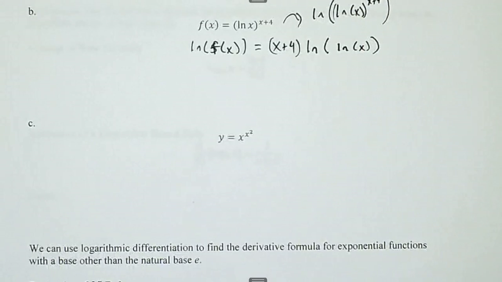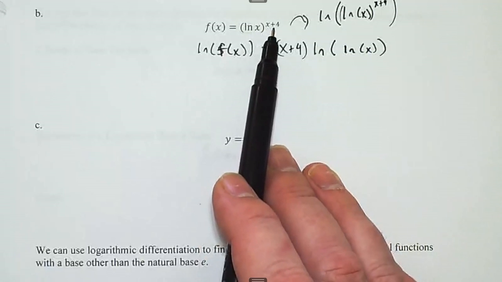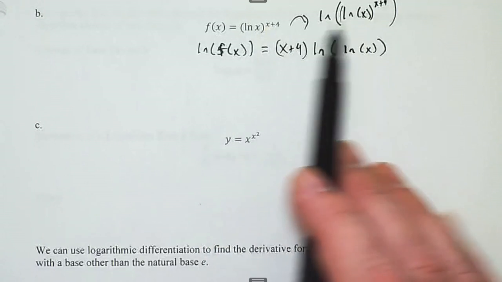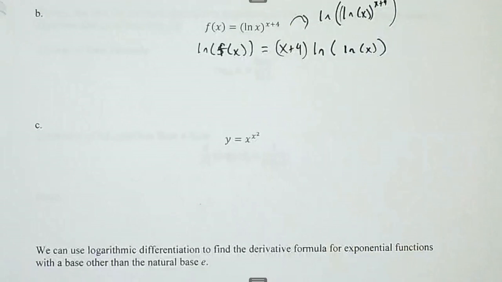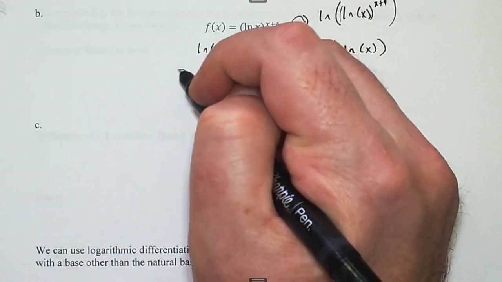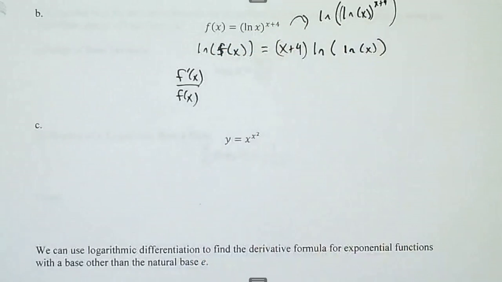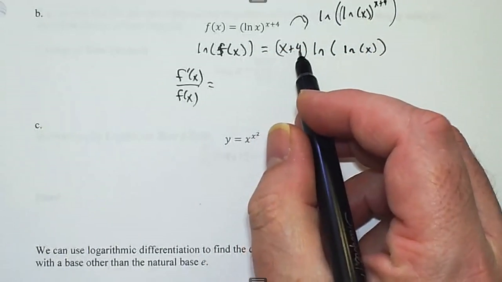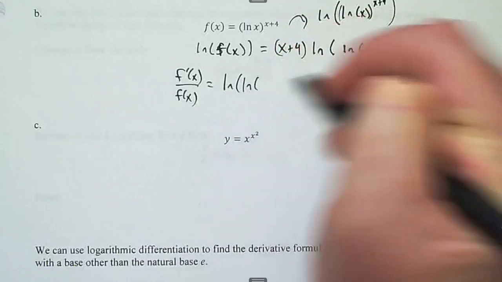Now, you may have thought, wait, could I just bring that x plus 4 down right at the beginning? But you can't, because the x plus 4 is not inside the logarithm, it's on the outside. So I had to take another logarithm in order to bring the x plus 4 down. Now we'll take the derivative. I get f prime of x over f of x. That's the derivative of the natural log of f of x. And then the derivative of x plus 4 is simply a 1, so it's going to be the natural log of x.